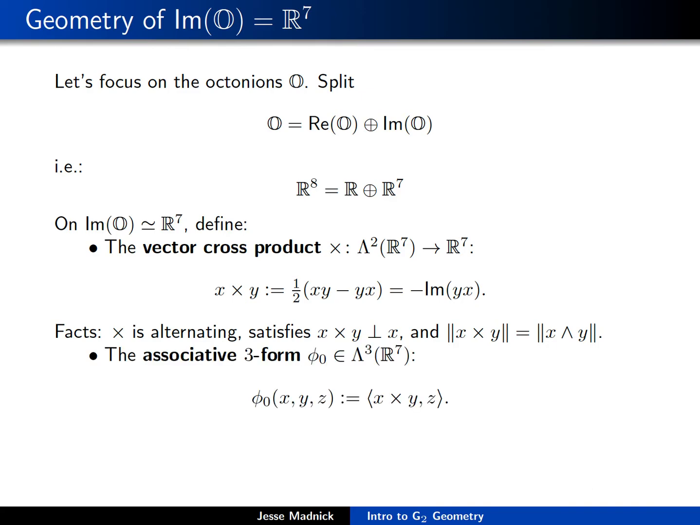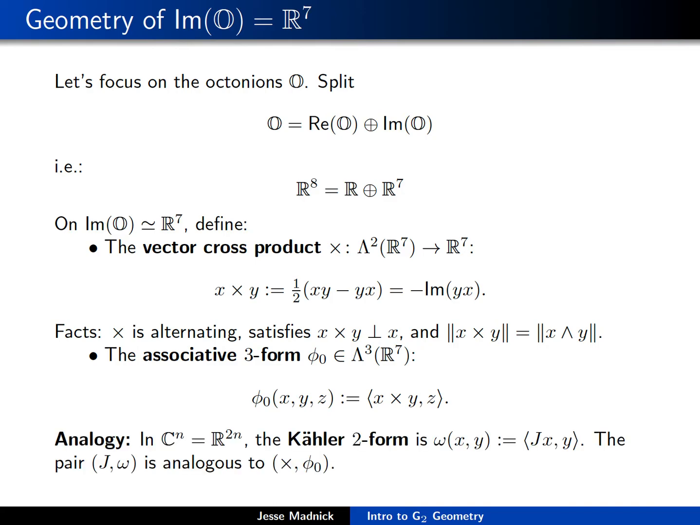Okay, we can encode this vector cross product as a 3-form, essentially by lowering an index, right? So using the metric, this 3-form, phi_0, is called the associative 3-form. It's essentially the same information after using the metric as the vector cross product.